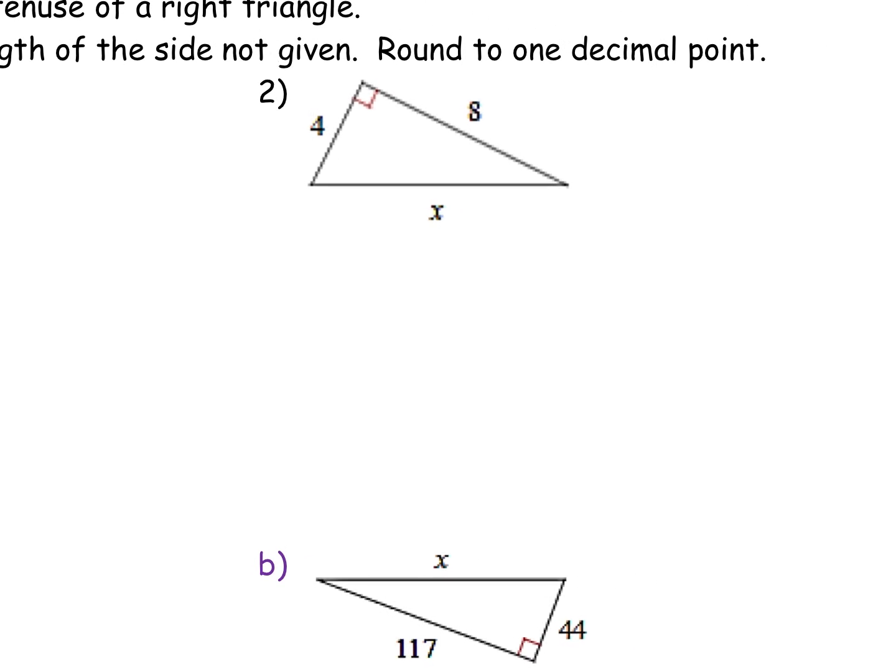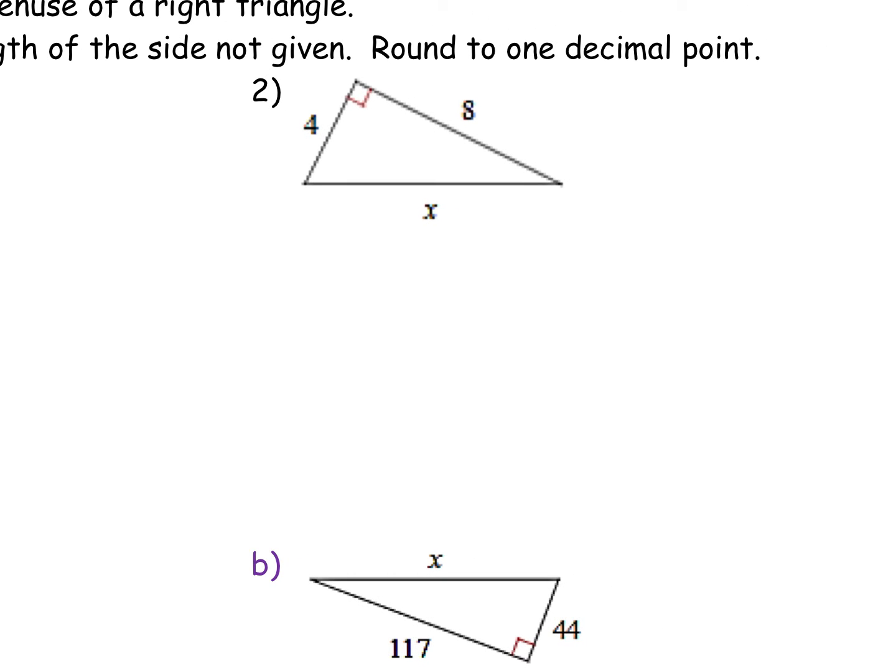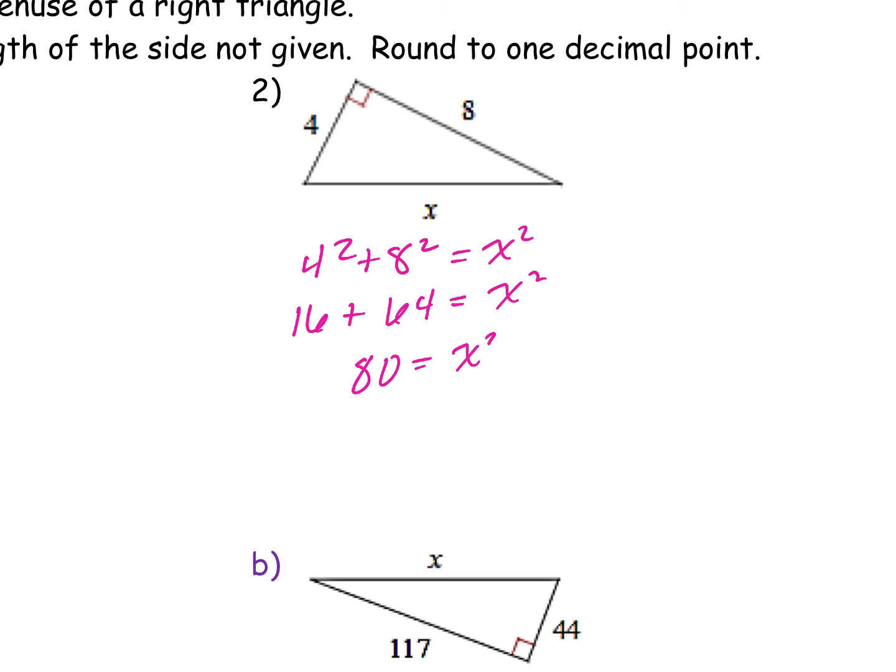Okay, so tell me how to set this one up. What will I do? 4 squared plus 8 squared equals c squared. Can I say X? Because that's the variable it gave me. 16 plus 64 equals 80. X squared equals 80, and then I do what? Oh, okay. I square root, right? Yes, ma'am.